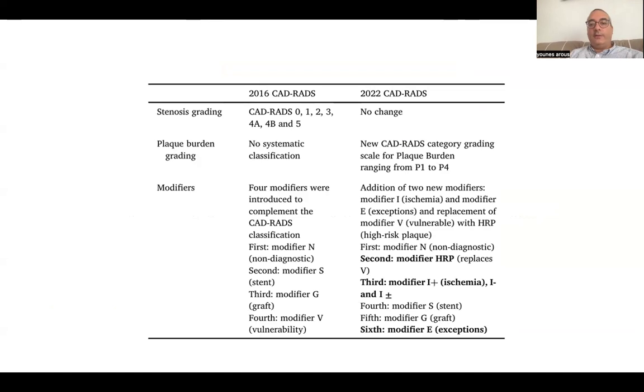This table is very important, to compare the two classifications. We can see that in the grading of stenosis, there was no change. For the plaque burden grading, it is in the 2.0 classification. And for the modifiers, there is a change: vulnerable plaque is replaced by high-risk plaque. There was the introduction of ischemia.